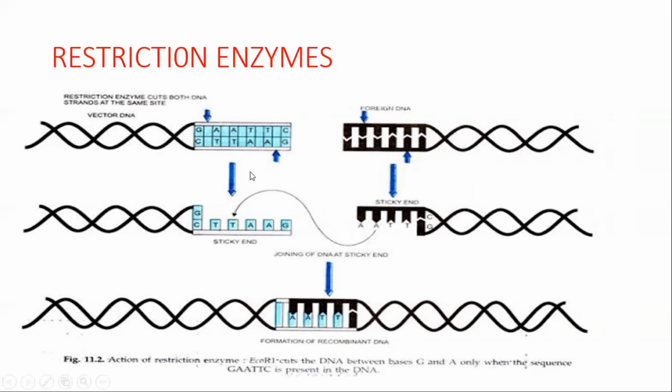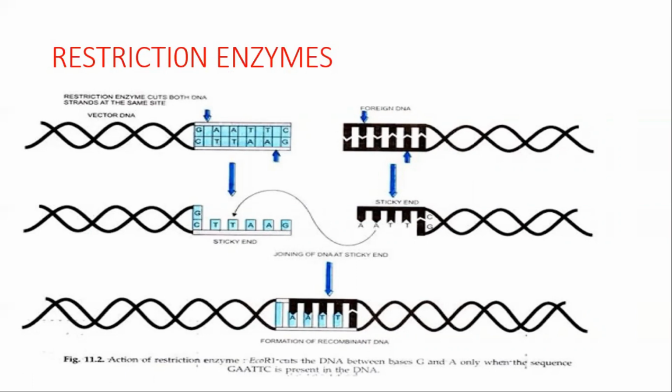Okay, so now what is going to happen? It has inspected the length, it has found the palindromic sequences that may cut at the same site of opposite strands of the DNA molecule. Once it has made such a cut, there is going to be production of sticky ends.